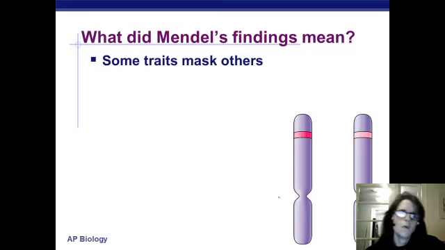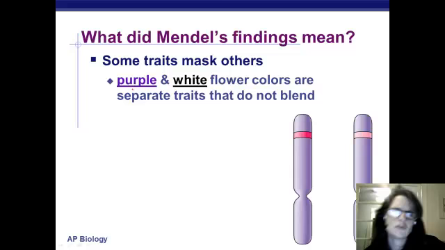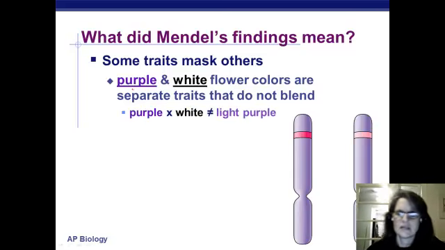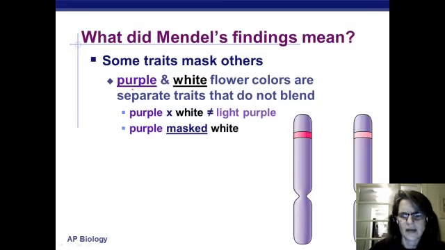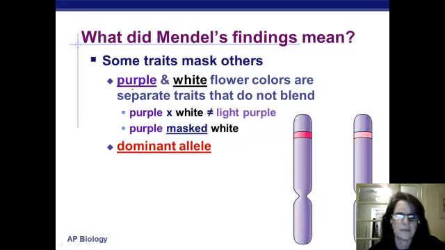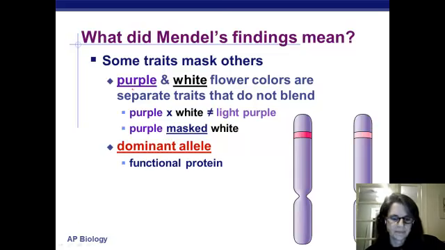So, what Mendel's findings meant. He noticed that some traits seemed to mask others. Purple and white, one seemed to be more potent, more strong. Okay? They weren't equal. You didn't get purple and white and get a light purple. You got either purple completely or sometimes completely white, but purple more often seemed to mask the white. He called it the dominant allele.